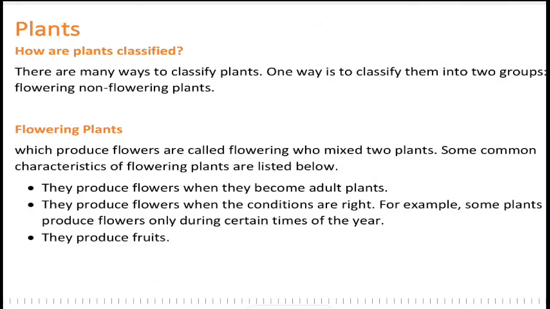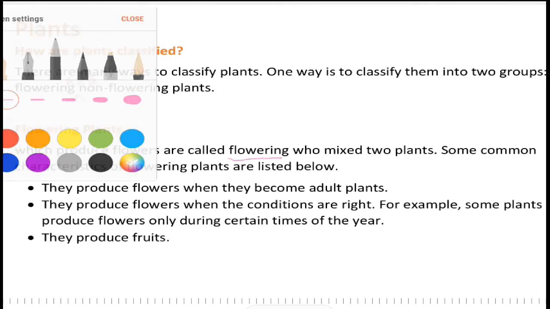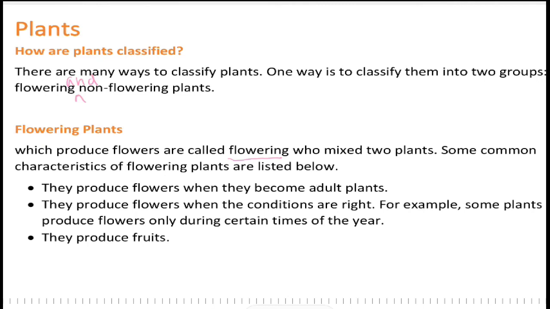Plants. How are plants classified? There are many ways to classify plants. One way is to classify them into two groups: flowering and non-flowering. Flowering plants produce flowers. Some common characteristics of flowering plants are listed below. They produce flowers when they become adult plants. They produce flowers when the conditions are right. For example, some plants produce flowers during a certain time of year. They produce fruits.